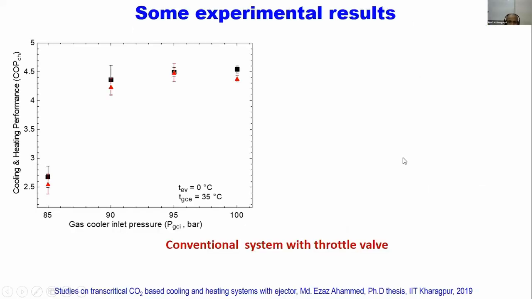I'm just showing you only one or two results. This is a typical performance, the cooling and heating system performance as a function of your gas cooler inlet pressure. Here the evaporator is operated at 0 degrees centigrade, and the gas cooler exit temperature is 35 degrees. So you can see how the COP is varying. We could get a combined COP of about 4.5 at an optimum gas cooler inlet pressure of about 95 bar.